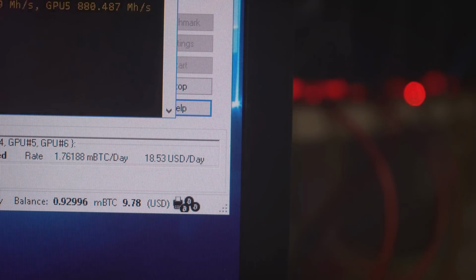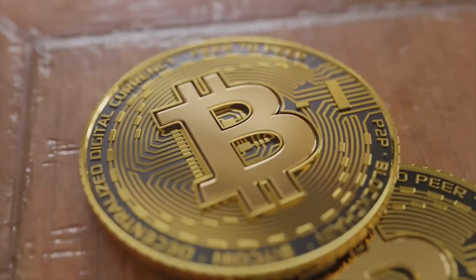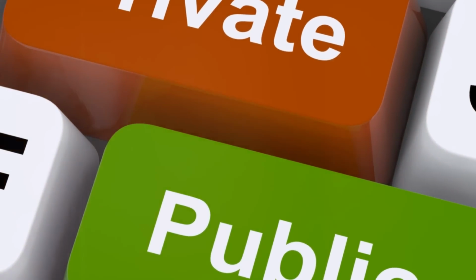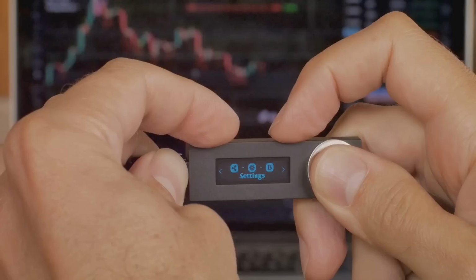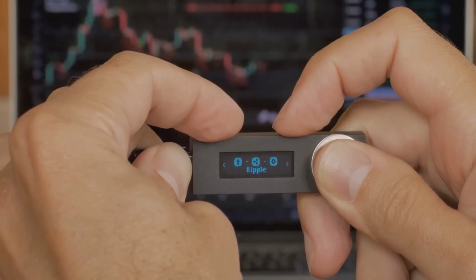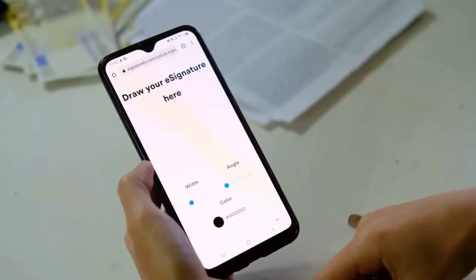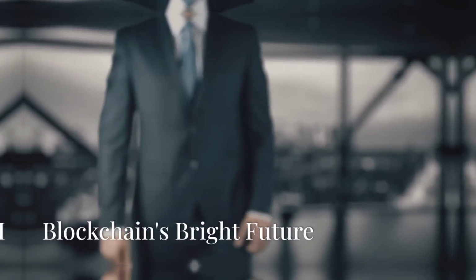One important method is called hashing. Remember those unique block fingerprints? That's hashing in action. Another key method is public key cryptography. It's like having two keys, a public key that everyone knows and a private key that only you know. You can use your public key to receive cryptocurrency and your private key to authorize transactions. It's like having a digital signature that proves it's really you.